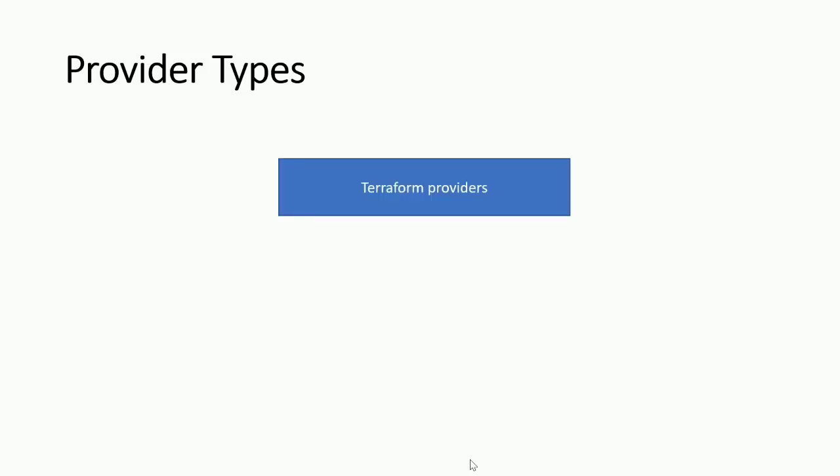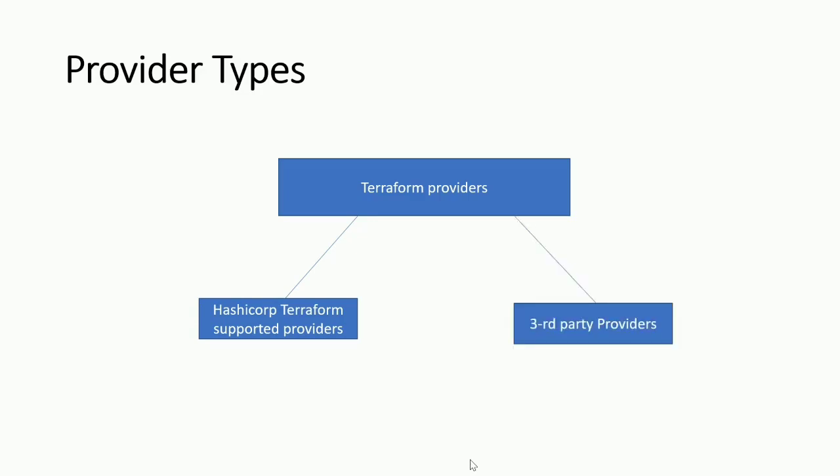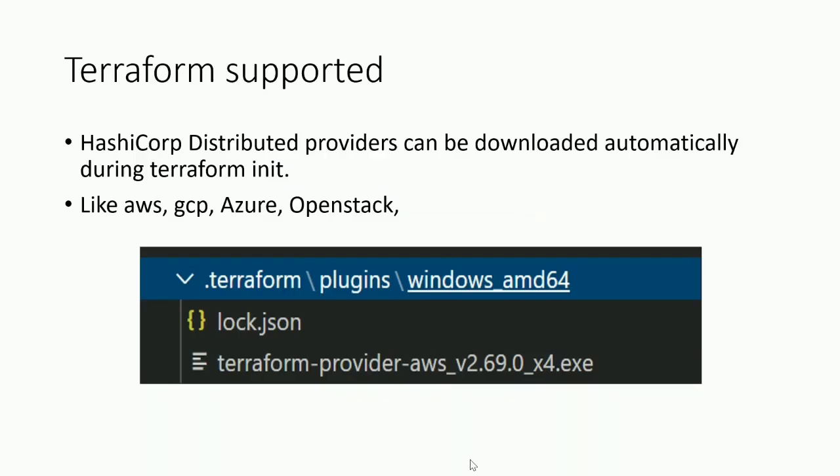So coming to the provider types, Terraform supports two different types of providers. One is HashiCorp supported providers like AWS, Google Cloud Platform, IBM, all this. The second one is third party providers. Terraform supported providers can be downloaded automatically during Terraform init.